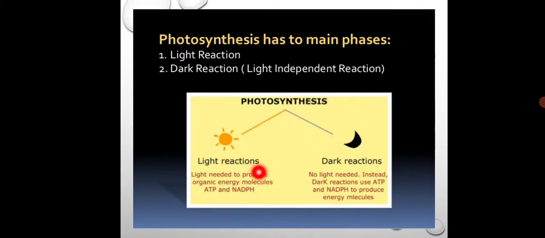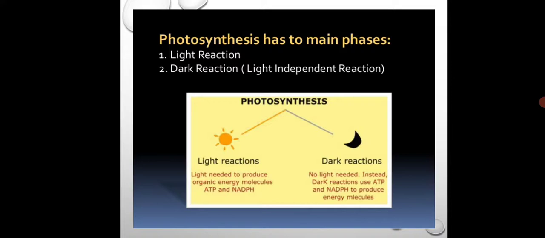The final products of the light reaction are ATP and NADPH. These two are the final products of the light reaction, and these products are further used in the dark reaction. Okay, जो finally light reaction में produce होता है ATP और NADPH, वही dark reaction में use होता है.